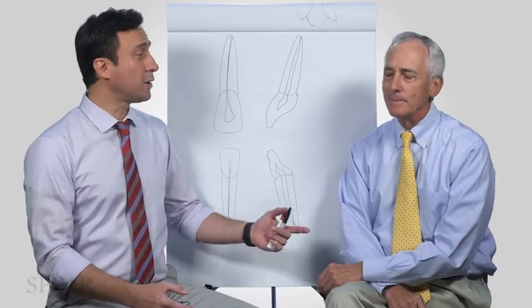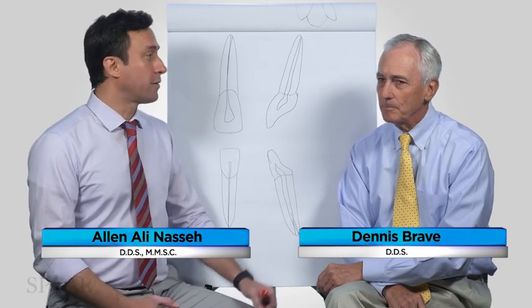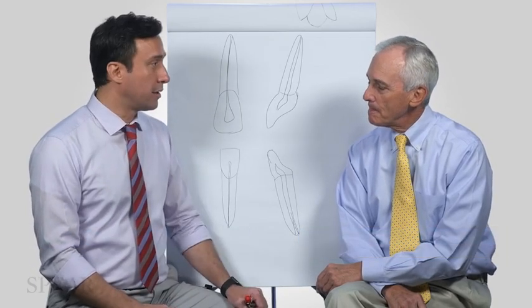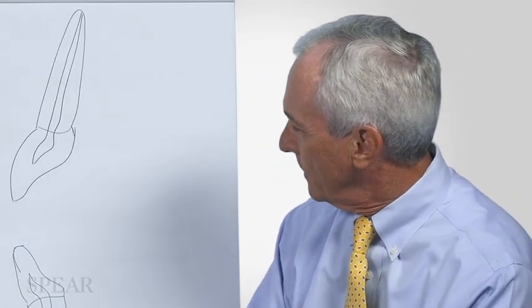Okay, so we're back. Let's take a look at the access in each individual tooth. Let's start with the anterior teeth, the maxillary anterior teeth, and then the mandibular anterior teeth, and then move to the back of the mouth. First, the maxillary anterior teeth. Yes, let's start there.